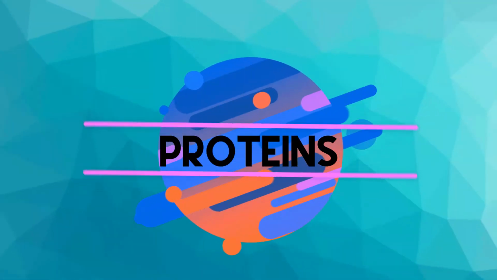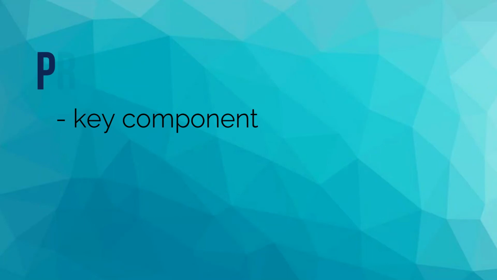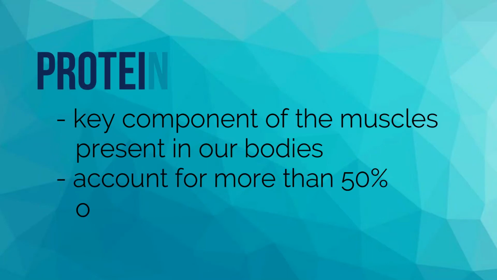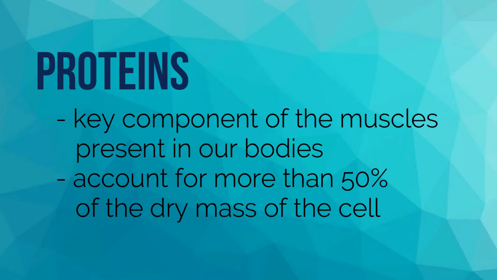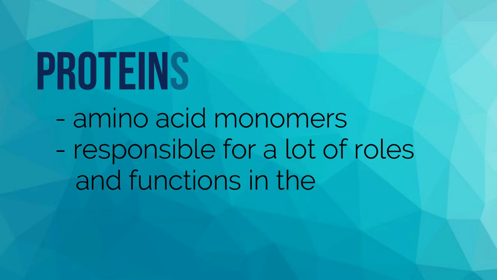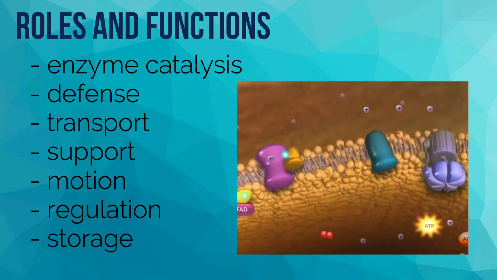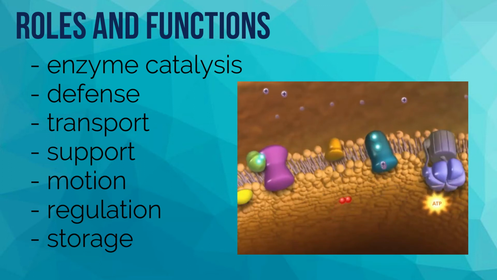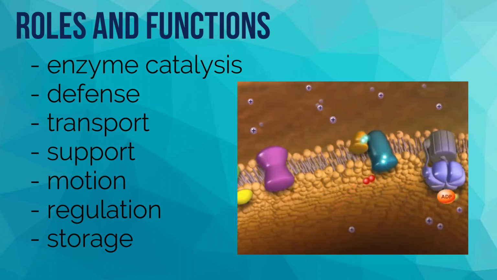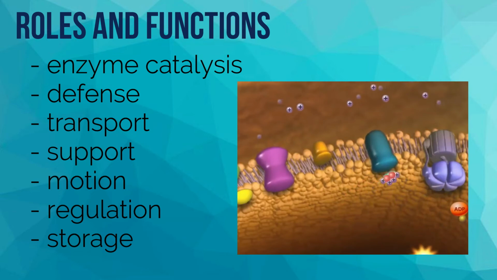The third type of biomolecules are the proteins. Proteins are responsible for the formation of muscles, and also 50% of the dry mass of cells is made out of these biomolecules. Their monomers are known as the amino acids, and due to structural diversity, their functions are also diverse. The functions of proteins include enzyme catalysis, defense, transport, support, motion, regulation, and storage.